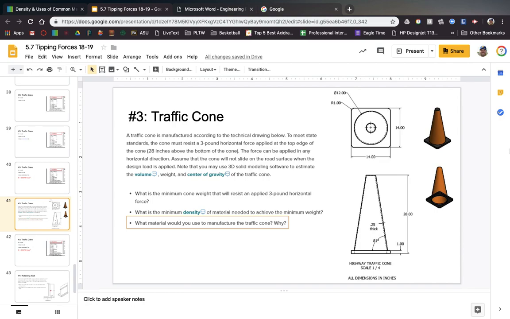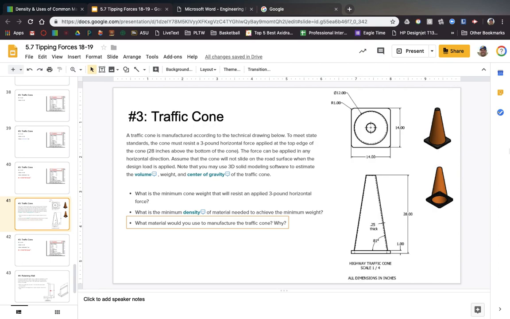Everybody, in this last video in the series about the traffic cones, we're going to examine this third bullet point, which is what material should we use to manufacture this traffic cone and why? Okay, so these are all related questions. I know this question kind of seems like it's out of left field. Like, where did they even get this, and how are we supposed to determine this?